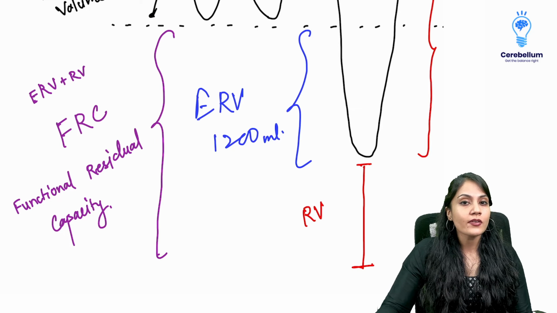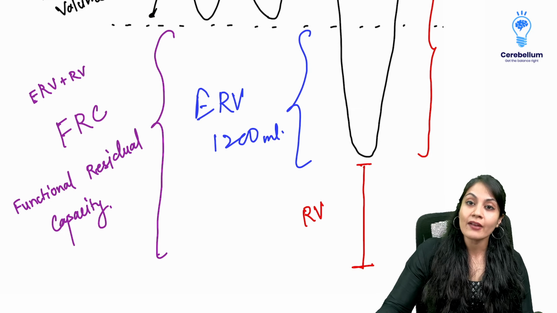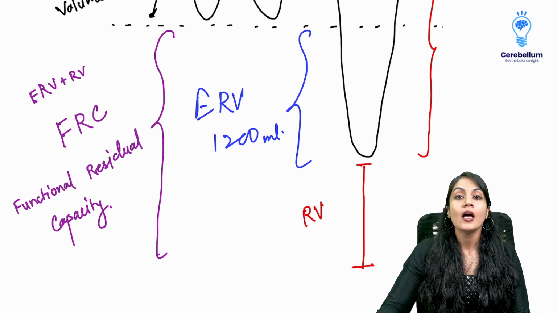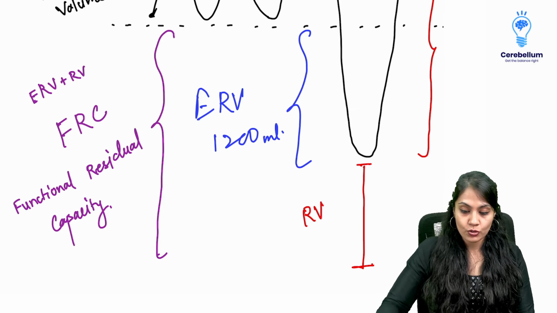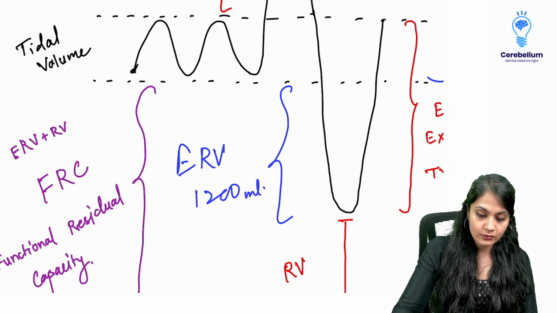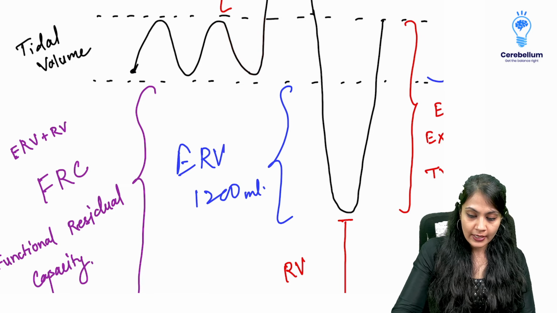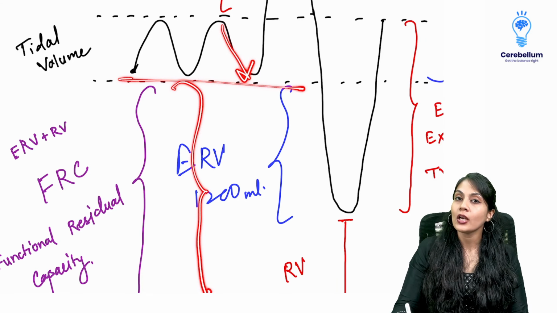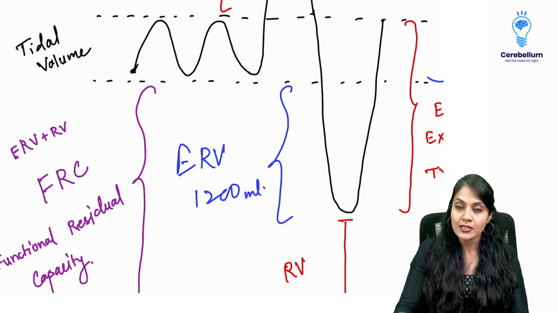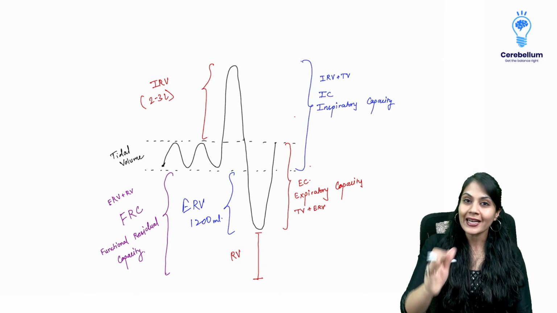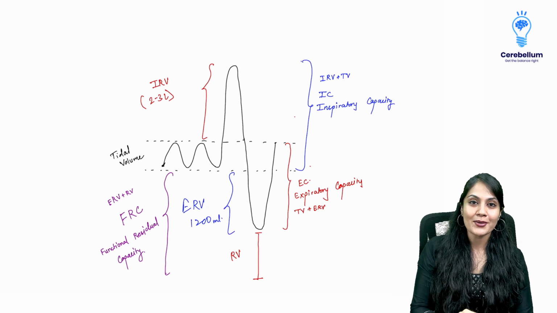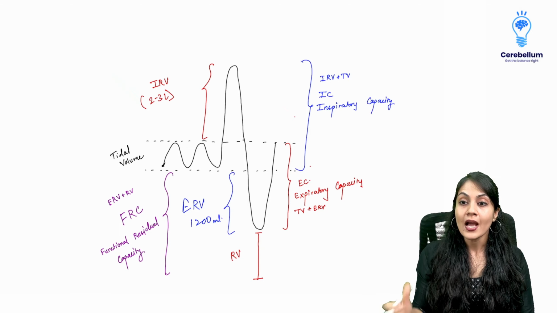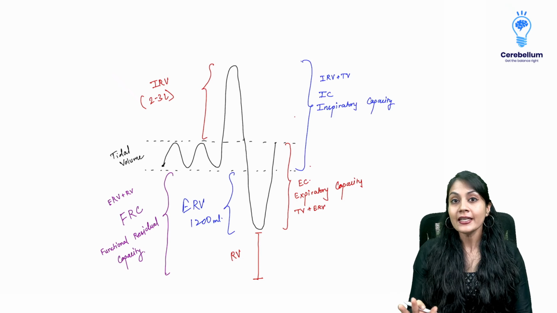So how to define this functional residual capacity? The amount of air which is going to remain inside the lung after normal expiration. See over here, you have ended the normal expiration here, right? Once the normal expiration is done, whatever amount of air is going to reside in your lung, that is known as functional residual capacity. That means right now, after expiring, you're going to have the FRC. If you do pranayama and you forcefully expire, after that how much air will be there? After that, the RV will be there.